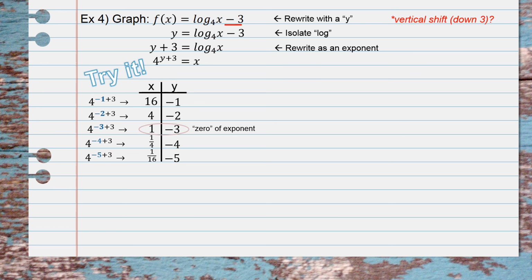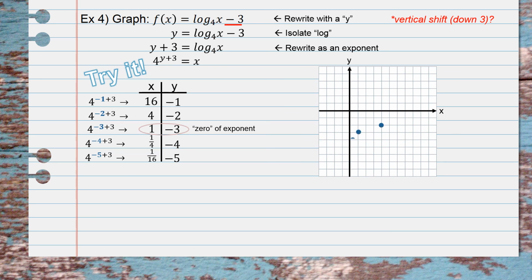Hopefully your completed t-chart is (16, -1), (4, -2), (1, -3), (1/4, -4), (1/16, -5). And as for your graph, hopefully it looks something like mine. And don't forget to draw and label your asymptotes. And in this case, the x-intercept is not visible on the graph, so there's no need to label it.